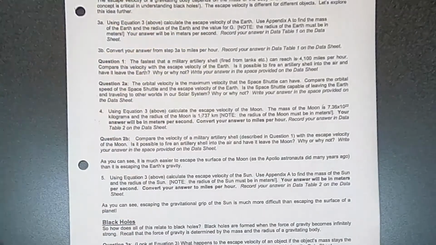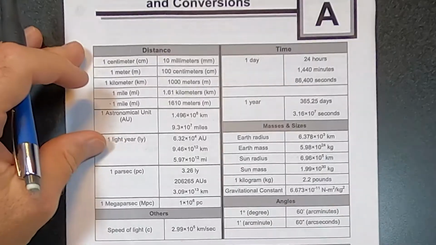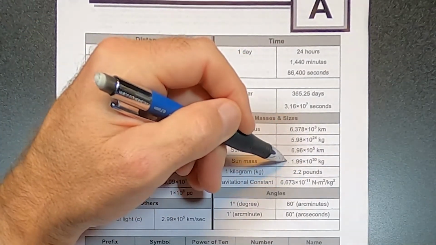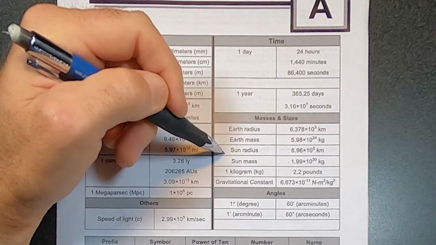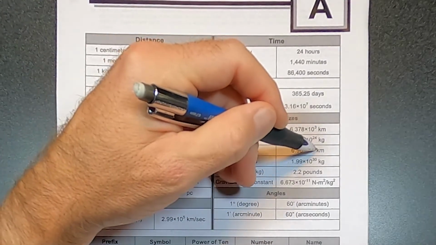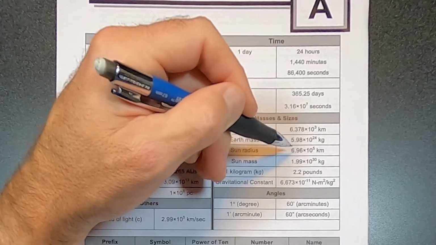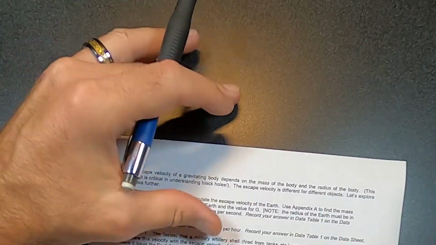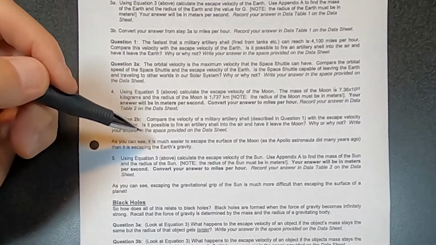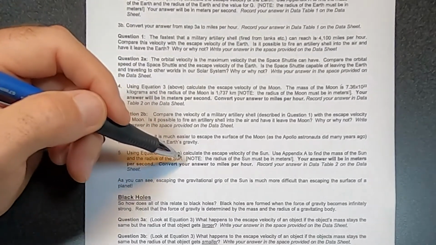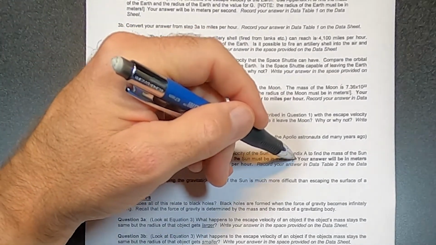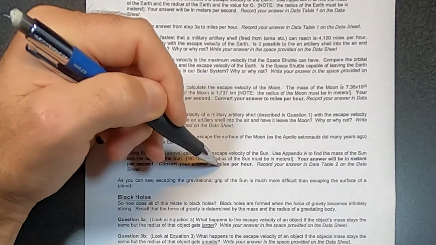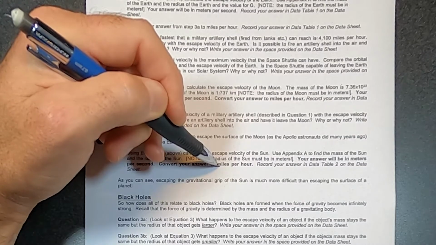Now, where do you find that information? Your appendix will have the mass of the sun in kilograms, good to go on that, and it's going to have the radius of the sun, but it's in kilometers. You have to convert that to meters, so make sure that you do that. And then you're just going to use the same equation, and you'll determine the escape velocity for the sun. Remember, your answer is automatically in meters per second, so we want you to report it on your data sheet in miles per hour. So you have to make that conversion.